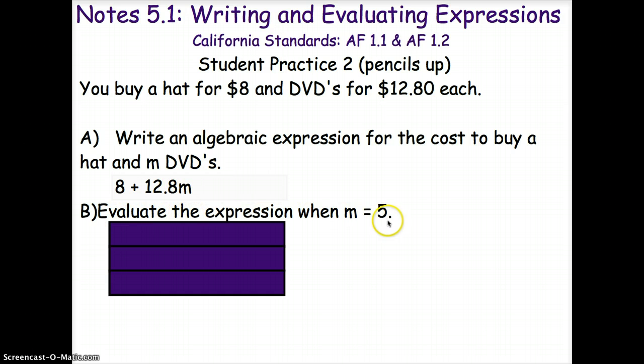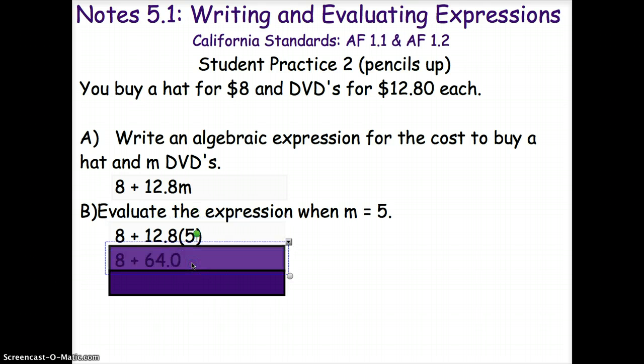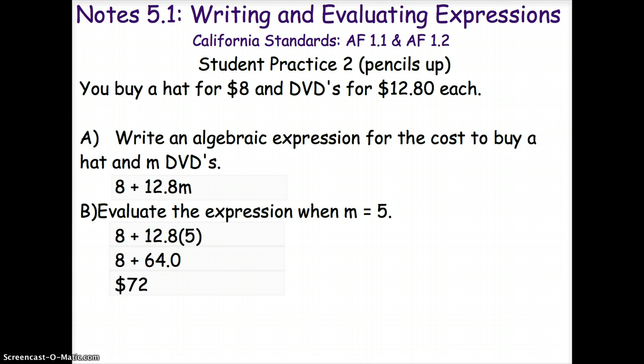Okay, evaluate the expression when m equals 5. So instead of m, I'm going to write 5. I need to do my multiplication first according to order of operations. And notice I don't need that 0 anymore either. So I'm just doing 8 plus 64. And I end up with $72.